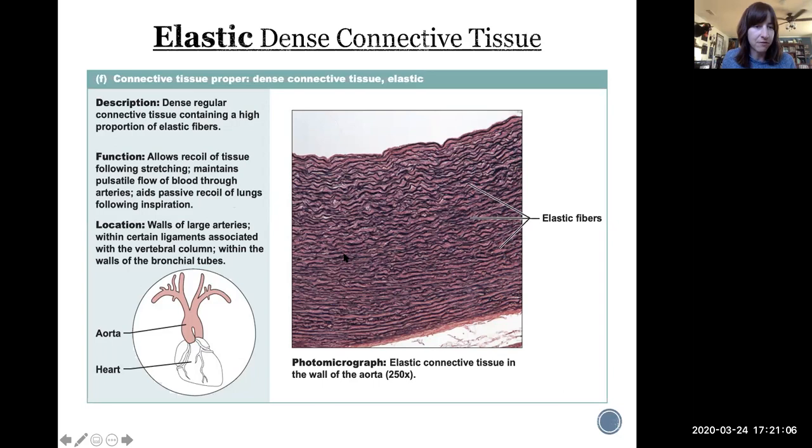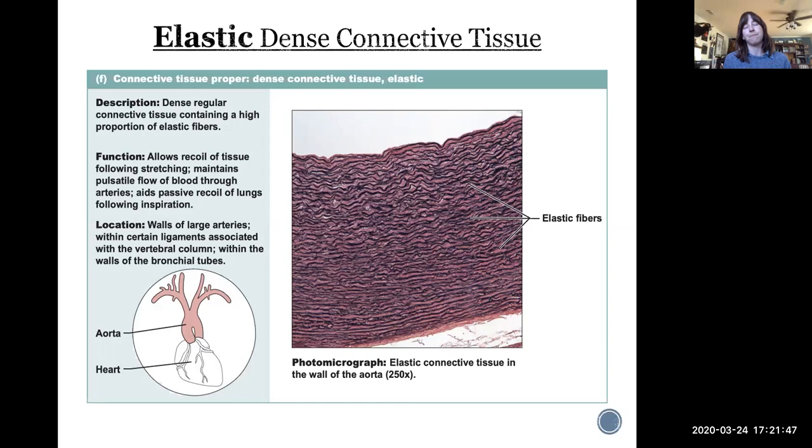So in the walls of large arteries like your aorta, within certain ligaments in the vertebral column that need to be able to stretch and return to their normal shape, and the walls of your bronchial tube. So again, helping with the passive flow of the recoil of your lungs following inspiration. So you inspire, and then if you just relax, the air will naturally flow out of your lungs because this elastic dense connective tissue is going to sort of recoil back into its normal spot.